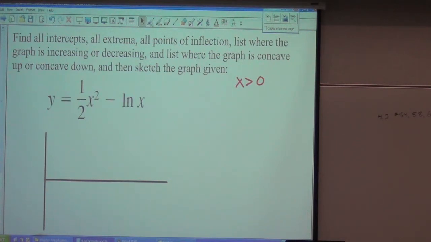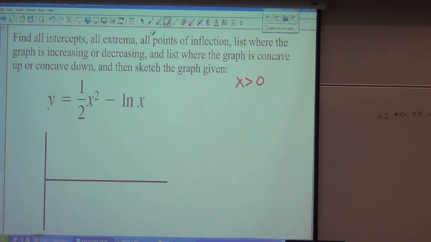So then to find the x-intercepts, we'll take the function, 1/2 x squared minus the natural log of x, and set it equal to 0. How would we solve that for x? I don't know. I'm just looking at it. So you know what I think we'll do? We'll skip that for a minute.